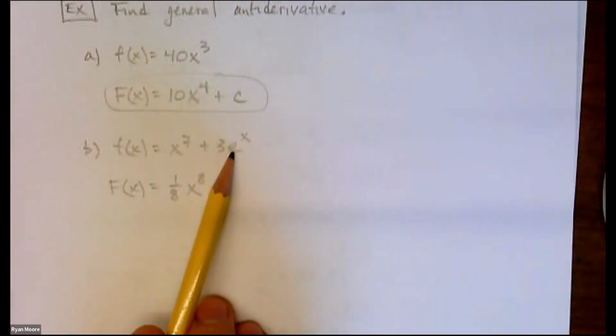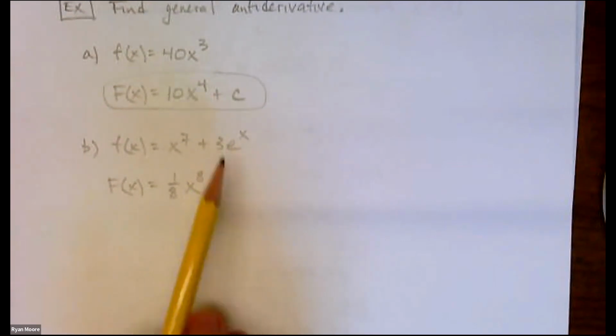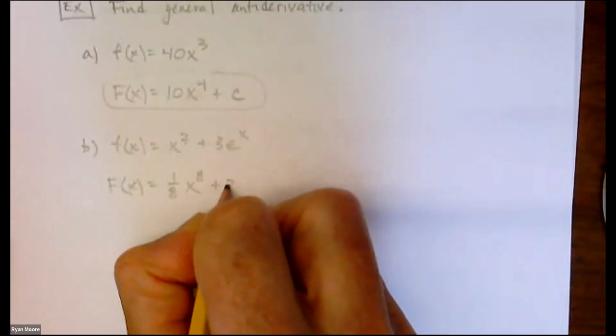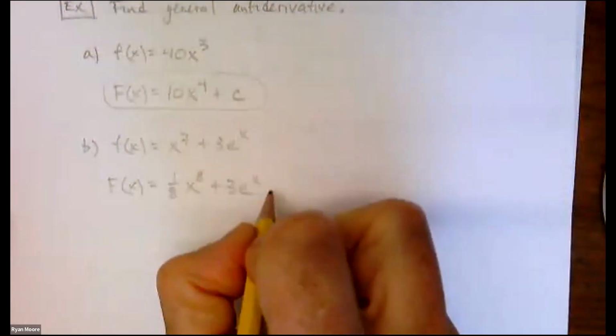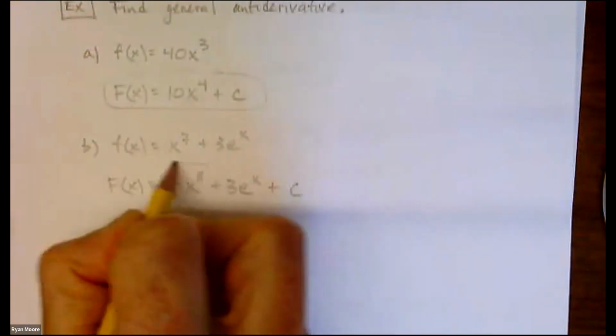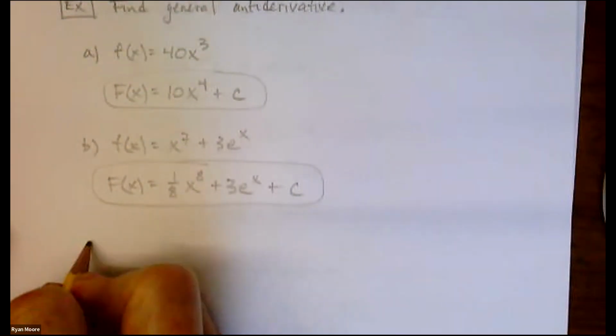Plus, hey, what about 3e to the x? Well, the derivative of e to the x would give e to the x, and the 3 would carry along. So that would just be 3e to the x again, because this derivative would result in that. And then, of course, plus c. And we got it. Okay, very nice.